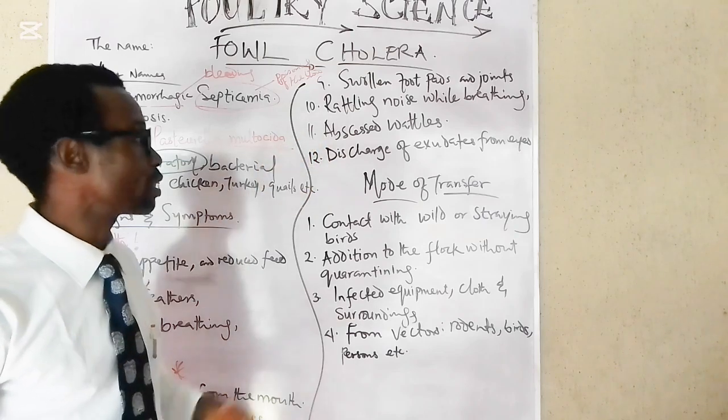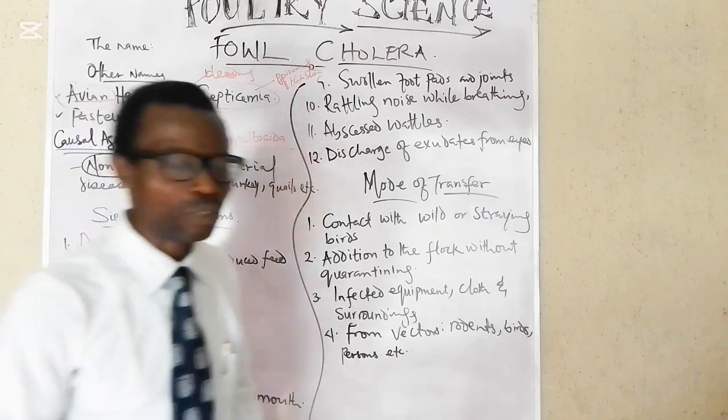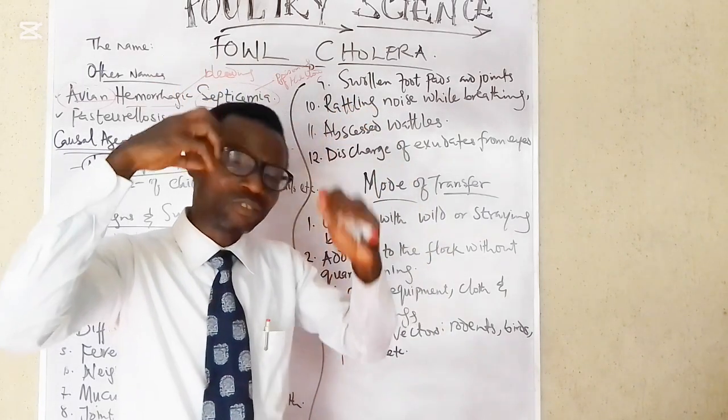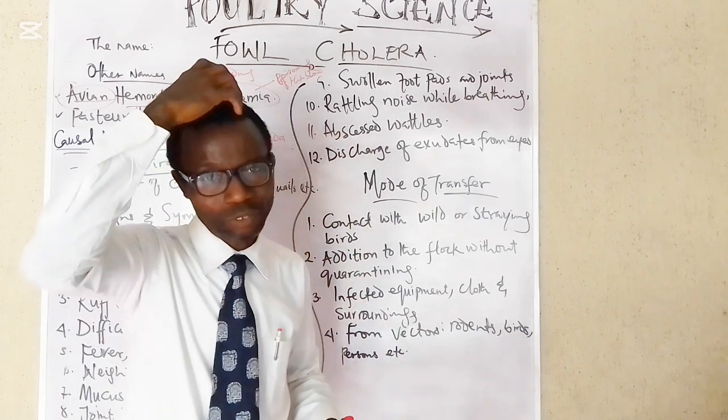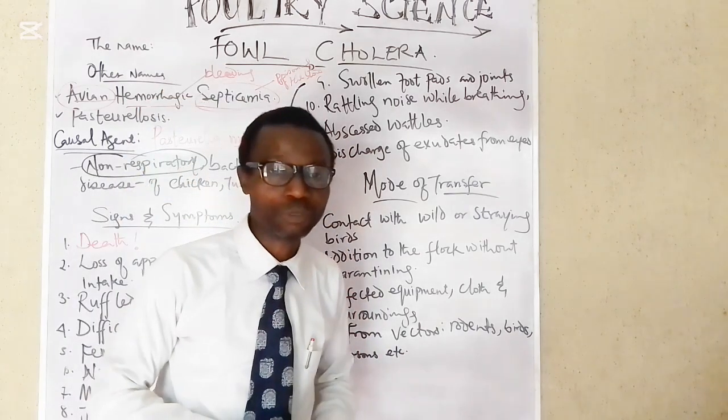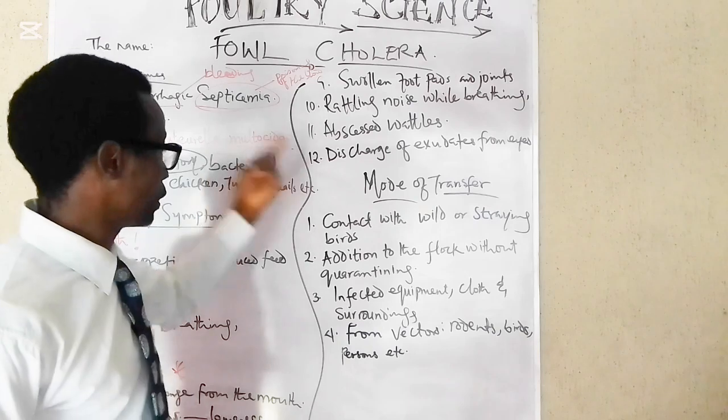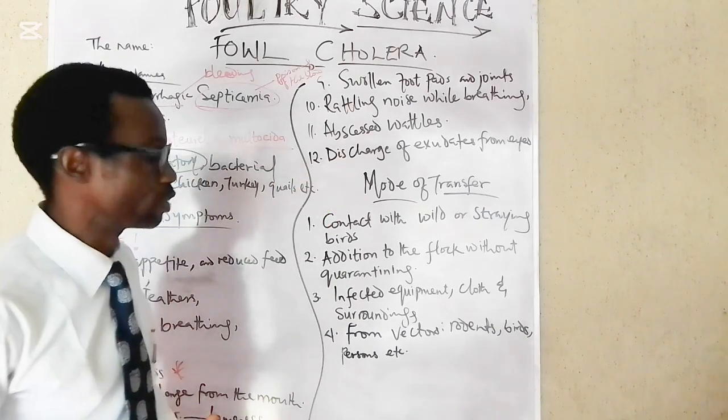Then the next is abscessed wattle. The wattle is distended. You see pus collection in the wattle. That's another sign you're dealing with fowl cholera. And then discharge of exudates.